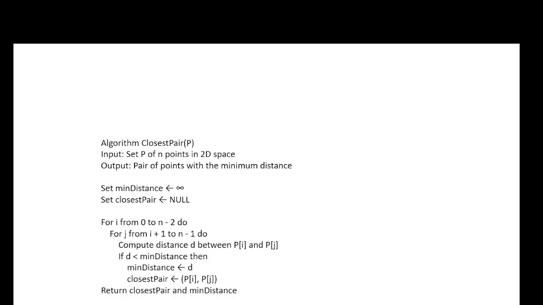If I get the distance as less than the minimum distance, I initially calculate the distance between the first point and the second point. If I get a newer distance less than the distance already got, then I reset my minimum distance and the closest pair. So like this I keep on checking among so many elements. Let me take you to the program.